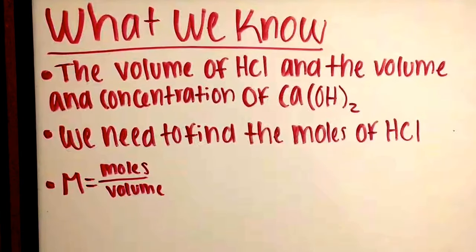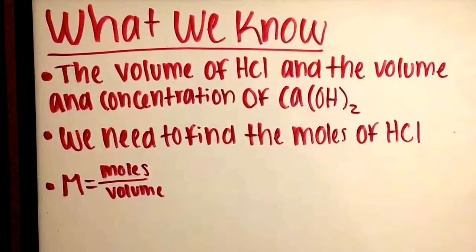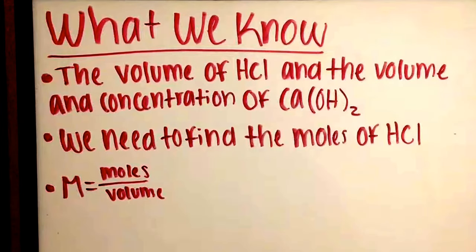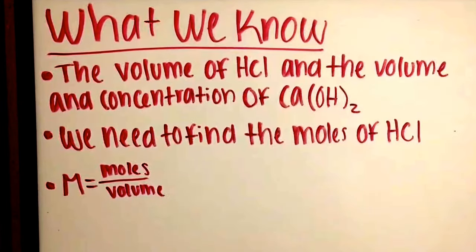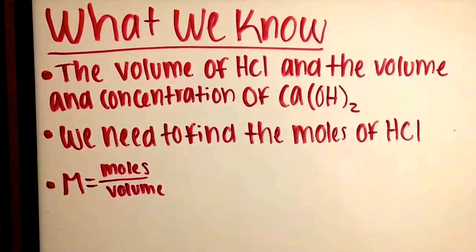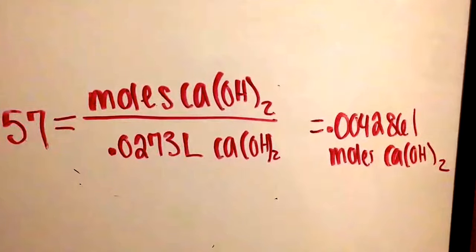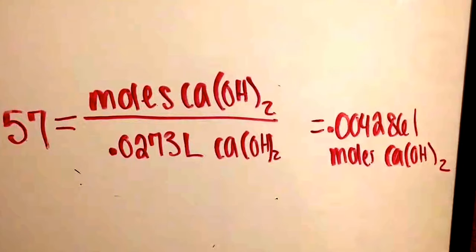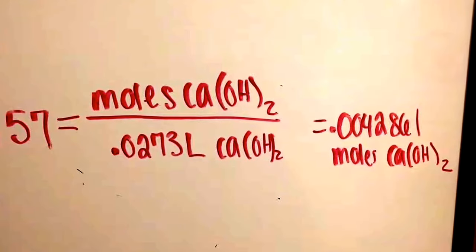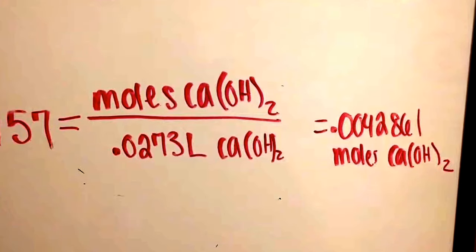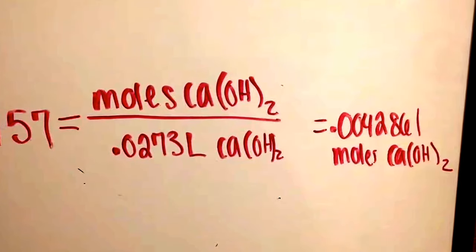Before we start the problem, we know the volume of HCl and the volume and concentration of CaOH2. We know we need to find the moles of HCl, so then we can put it into the equation moles divided by volume equals molarity and find the concentration of HCl. To get moles of HCl, we first need to find moles of CaOH2. To do this, we'd use the concentration of CaOH2 and the volume of CaOH2 and solve for moles.